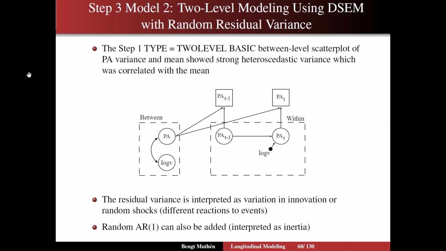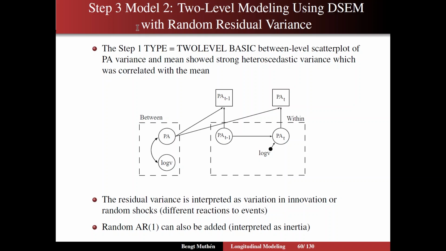On slide 60, I turn to step 3, model 2. And just to remind you, step 1 is the 2-level basic step. Step 2 is the regular 2-level modeling. And step 3 is the 2-level modeling, taking time into account in the model explicitly. And now we come to model 2 in step 3, where we want to add a random residual variance.